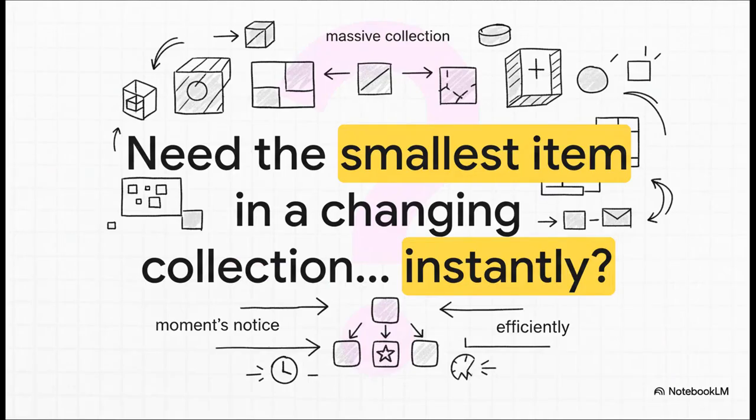So, let's kick things off with a classic challenge. Picture this. You've got this huge, messy collection of items, and it's changing all the time. People are adding stuff, taking stuff away, and your one job, your only job, is to find the smallest item, or maybe the highest priority item, instantly, at any moment. How on earth do you do that without grinding the whole system to a halt? Well, that is the exact problem the binary heap was born to solve.